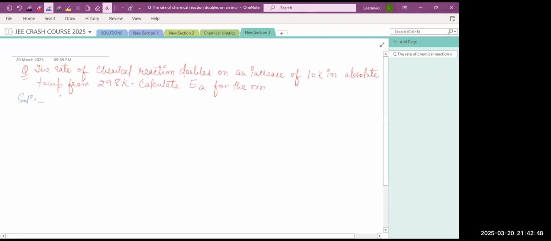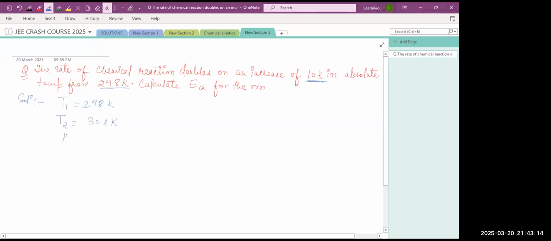Okay, see what is given here. T1 is given as 298 Kelvin, right? T2: it is given that there is an increase of 10 Kelvin in absolute temperature from 298. So 298 plus 10 will give you 308 Kelvin. So your T2 will be 308 Kelvin.